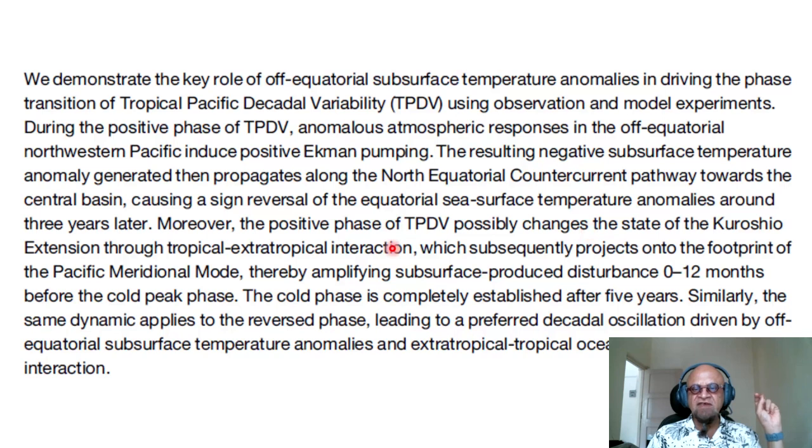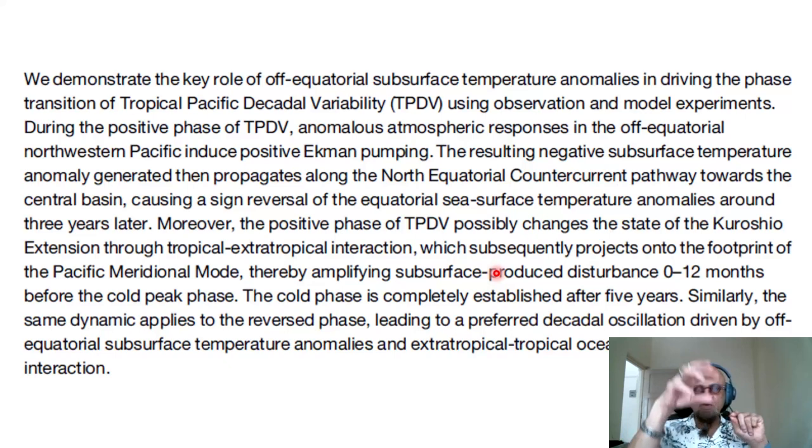Moreover, the positive phase of TPDV possibly changes the state of the Kuroshio extension through the tropical extratropical interactions, which subsequently projects onto the footprint of the Pacific meridional mode, thereby amplifying subsurface produced disturbance 0 to 12 months before the cold peak phase. The cold phase is completely established after 5 years. Similarly, the same dynamic applies to the reverse phase, leading to a preferred decadal oscillation driven by off-equatorial subsurface temperature anomalies and extratropical tropical ocean atmosphere interactions.